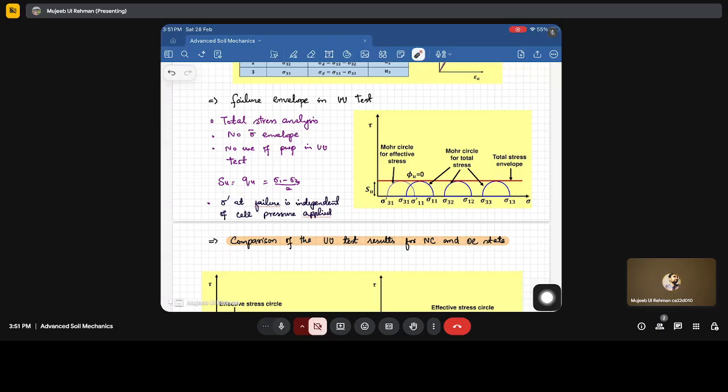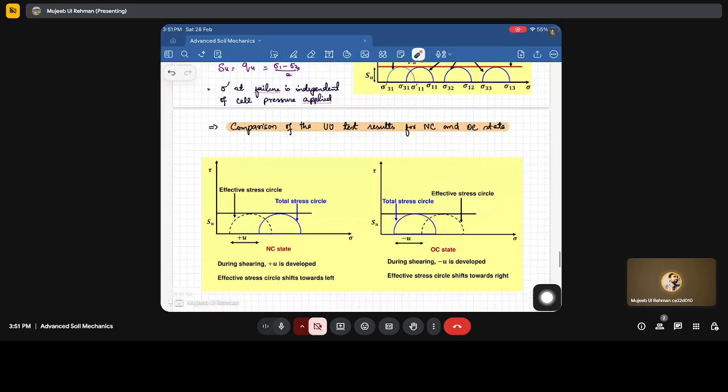of the soil. Now, comparison of the UU test results for NC and OC states. NC is normally consolidated and OC is over consolidated. For NC soil there will be generation of positive pore water pressure which will push the effective stress circle back, and hence it shifts towards the left. For the OC state there will be generation of negative pore water pressure, or suction, which will increase the effective stresses, so the effective stress circle moves to the right.